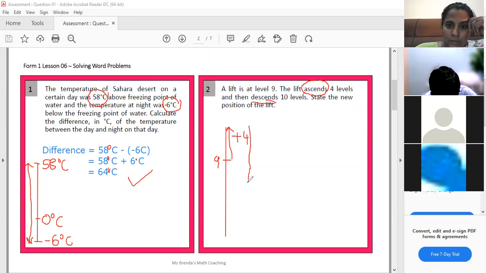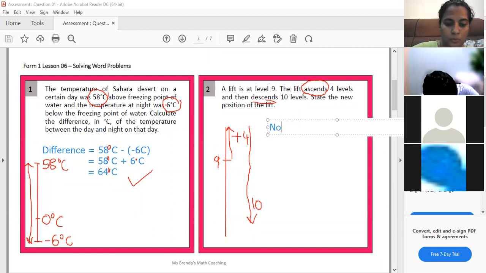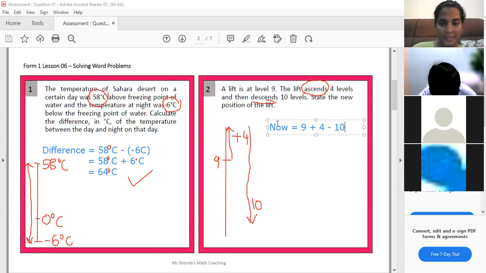Then it goes down 10. So where are you now? So in other words, you can just say the lift starts at 9, plus 4 because you went up 4, and minus 10. You see that? That's called your number sentence. I hope you're familiar with this term, guys. You all know this already. Write out your method. In other words, your thinking has to be written out. 9 plus 4 minus 10.